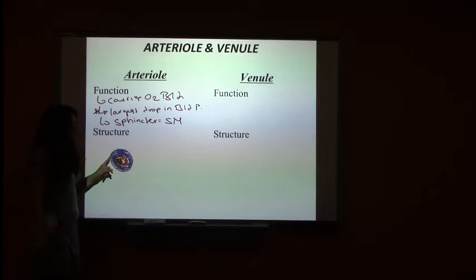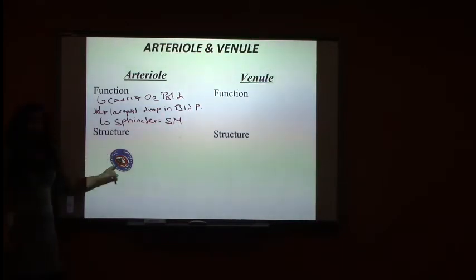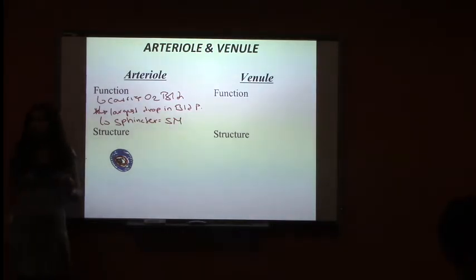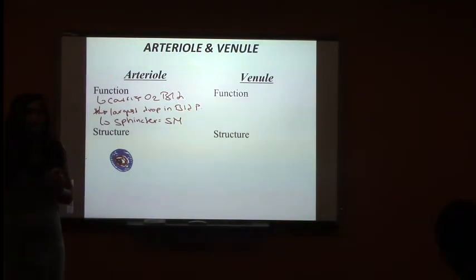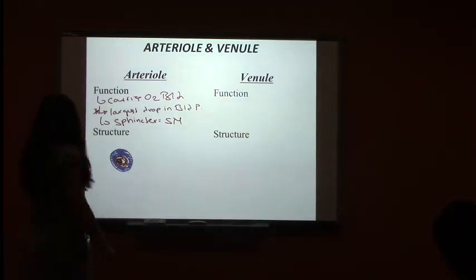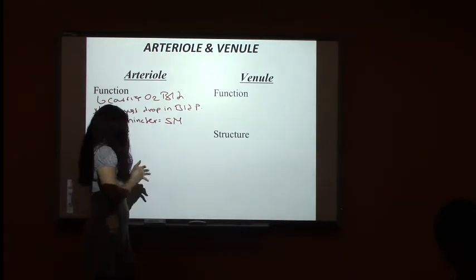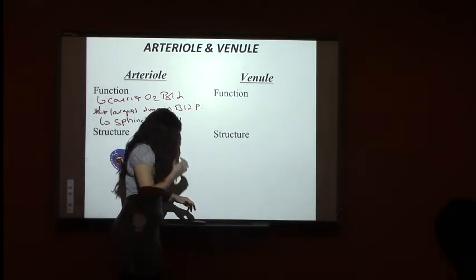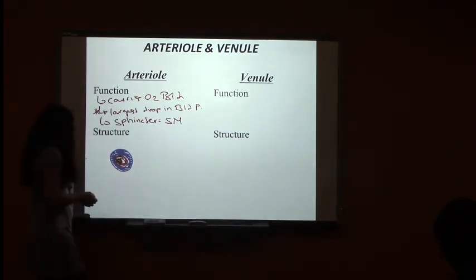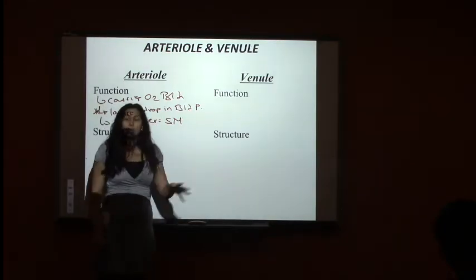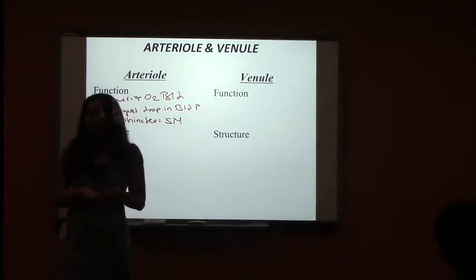Another significant difference is that the arteriole does not have a connective tissue layer, so it lacks the outermost layer. Okay? Does that make sense? So it lacks the outermost layer. Okay. Now, the function of a venule is basically to carry deoxygenated blood.